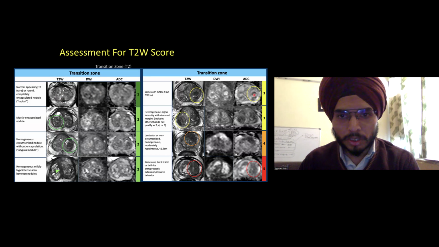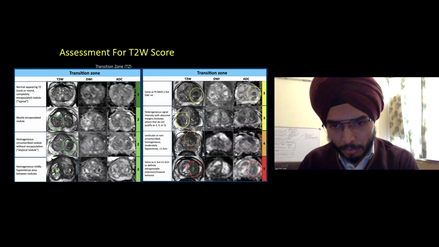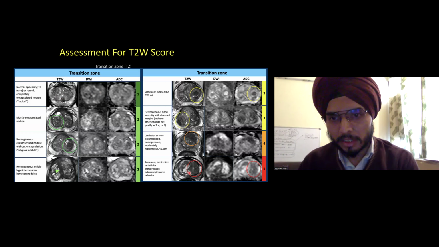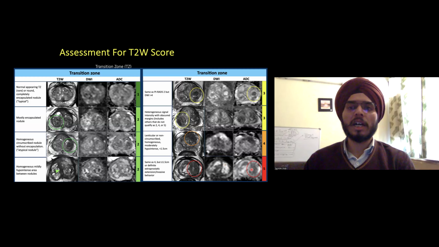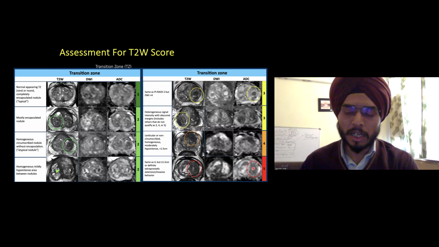And in 4 and 5, the margins of the lesion are quite irregular. And look at the diffusion. Diffusion is extensive. It is completely dark on the ADC map. It is highly suggestive of a PIRADS 5 lesion.